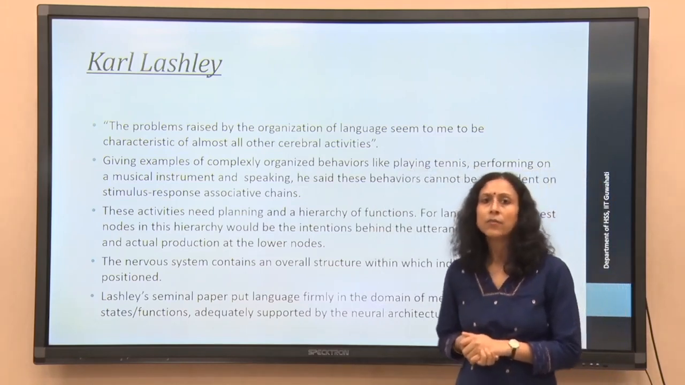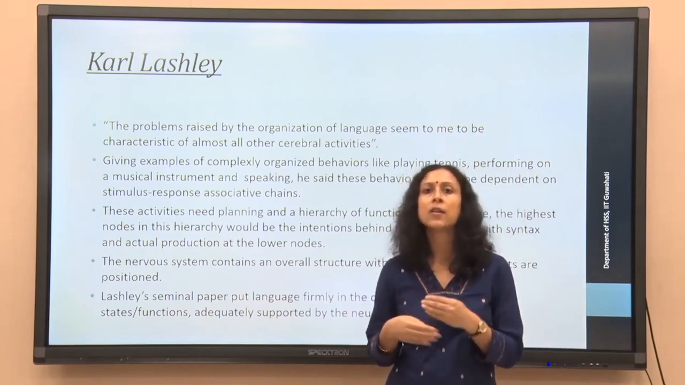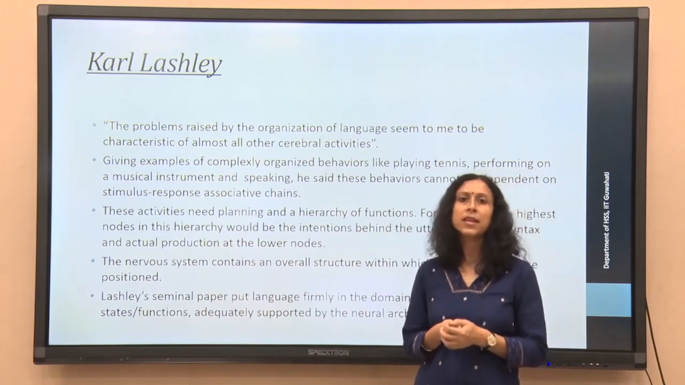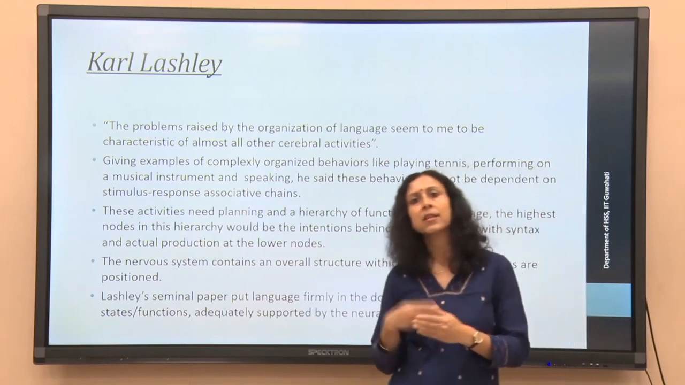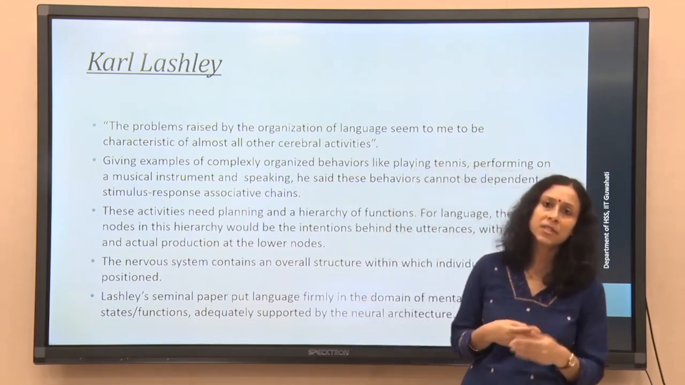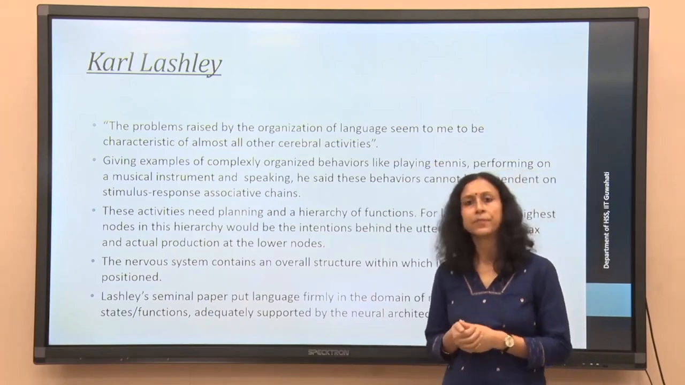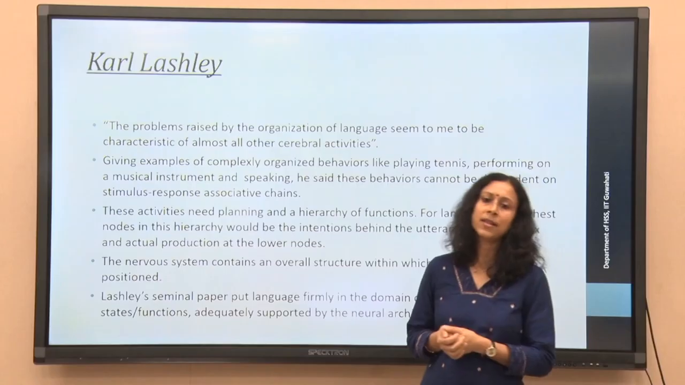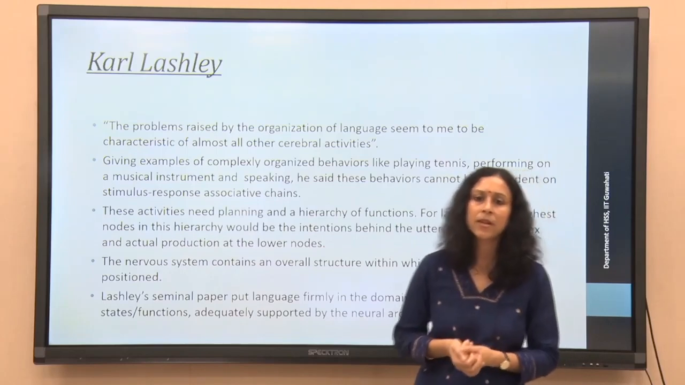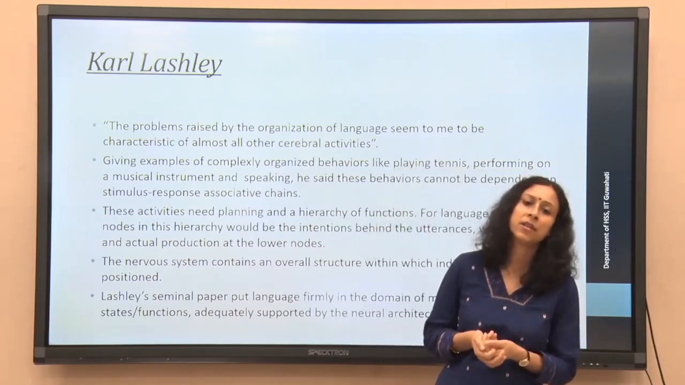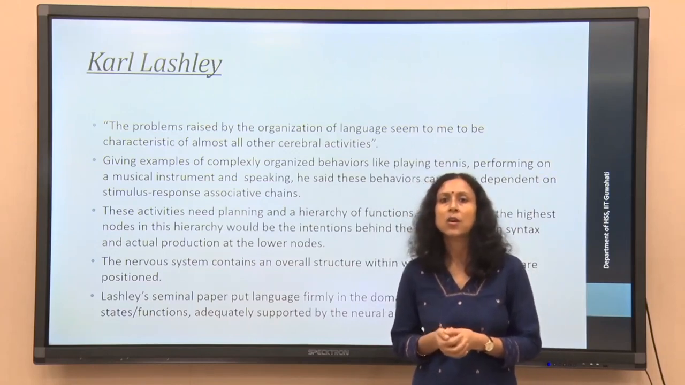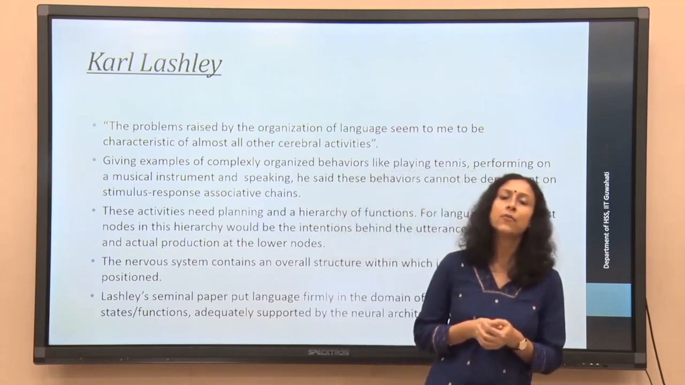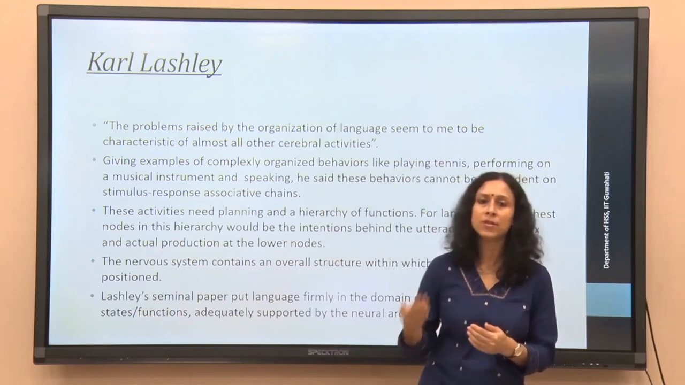Behaviorism predicted that there is a continuous stimulus response feedback loop that is responsible for all the behavioral output. So, you learn, you make a mistake and then you course correct, and if you go correct, that is a positive feedback, and then you take the next step and so on. But Lashley said that cannot happen for all kinds of mental mechanisms. For example, he gives the examples of organized behaviors like playing tennis, performing a musical instrument and speaking, which may not depend on such a loop because it will be so time consuming. There is no time to really wait for the feedback and then plan your next move.